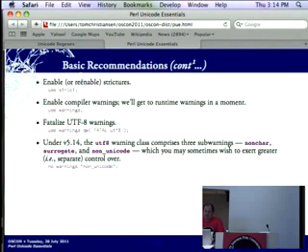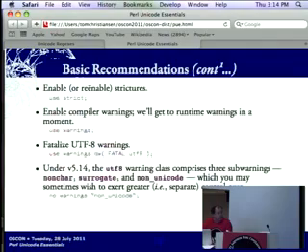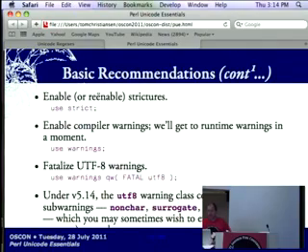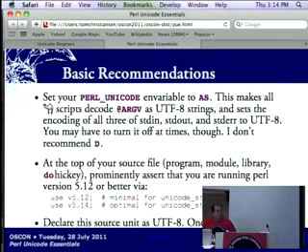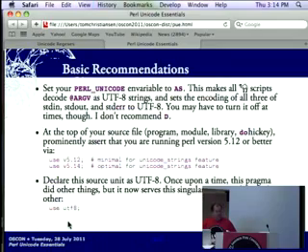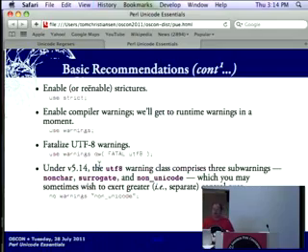Here I explain a little more clearly why you should start your programs in certain ways when you want to deal with Unicode. First, I would say at least use 5.12, if not 5.14. Things start to get sane by then. Then you declare the source unit as UTF-8, which means you say use utf8. Turn on strict, turn on warnings, and turn on fatal UTF-8.